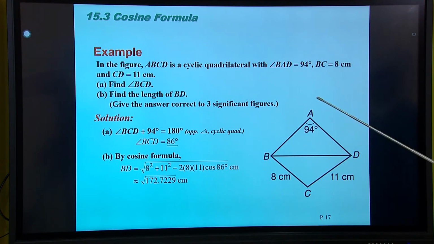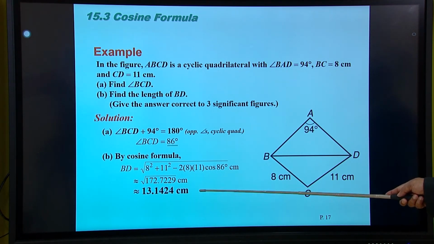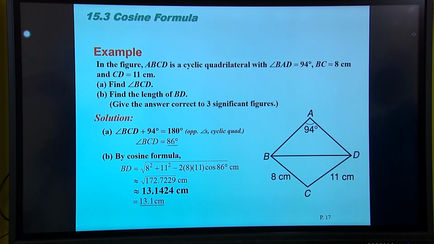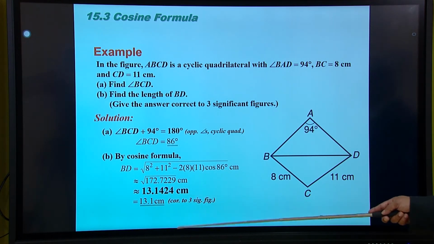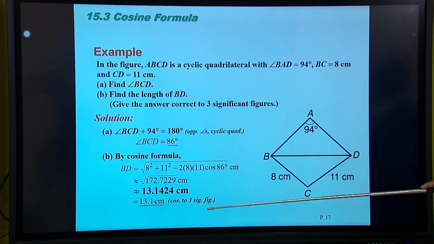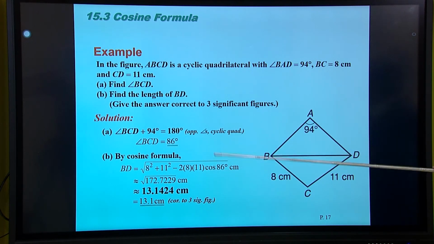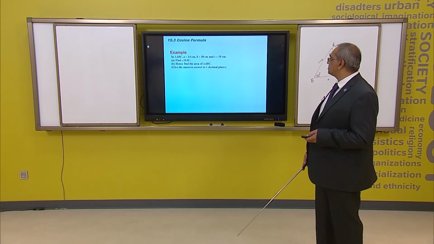Now again, 3 significant figures. So if I look at that answer, I need to round it to 3 significant figures, 13.1. So be very careful again here, 3 significant figures. When we are doing those calculations, carry more decimal places than you need. Always carry more decimal places, so when you round your answer at the end, it is more accurate. All right, let's have a look at another example.